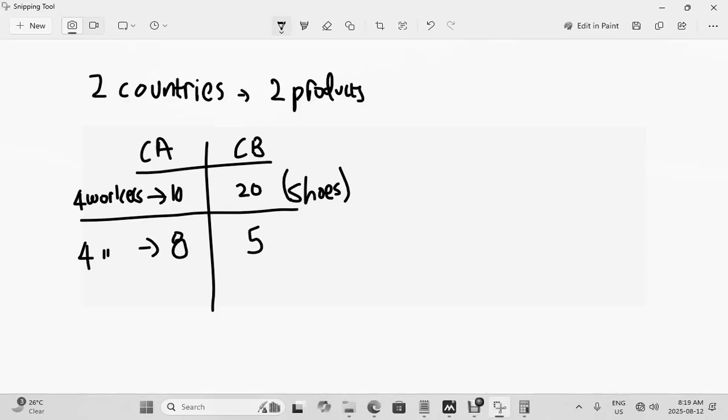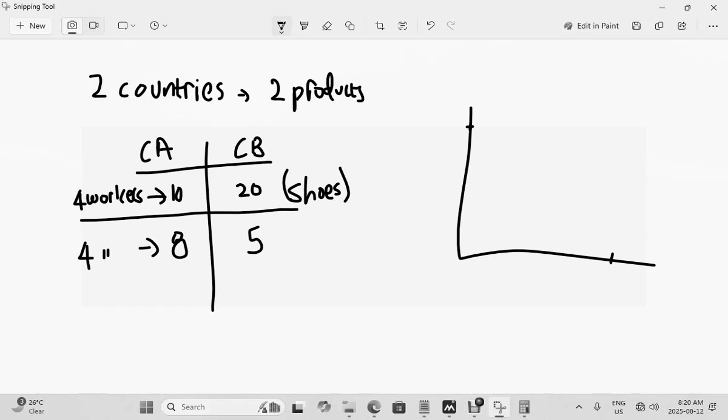If you look at this on a graph, this is your production possibilities frontier. You have shoes over here and appliances over here. We know that when it comes to the production possibility frontier, you have to factor in opportunity cost, which means that as you shift your production away from shoes towards appliances, the opportunity cost of producing appliances goes up.